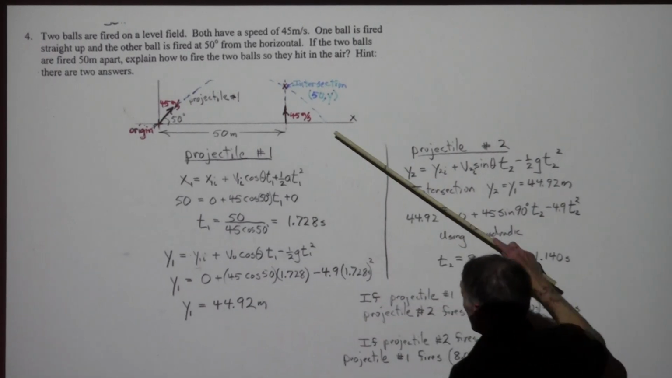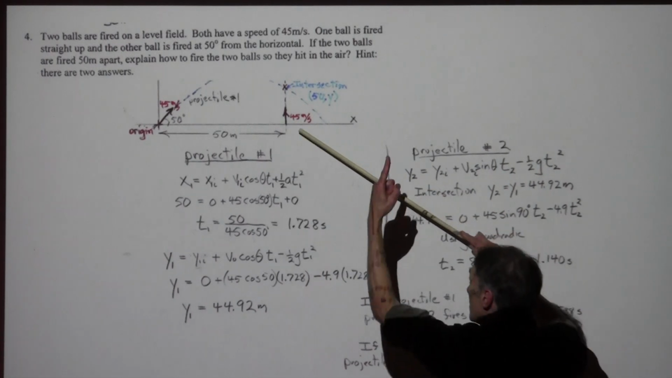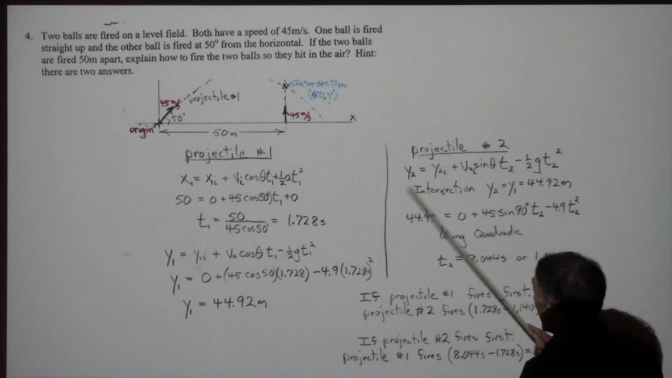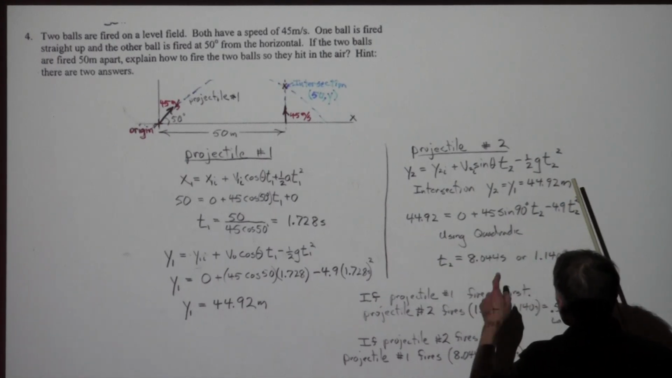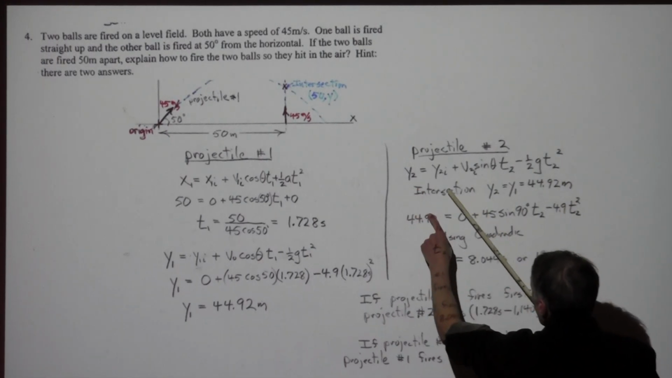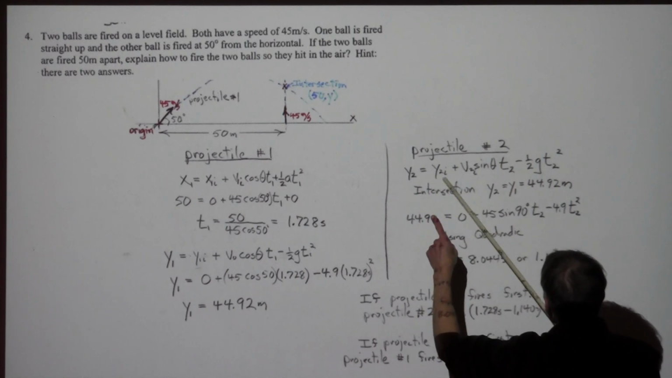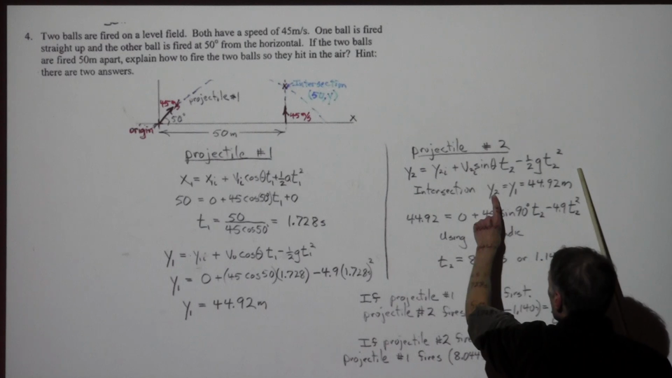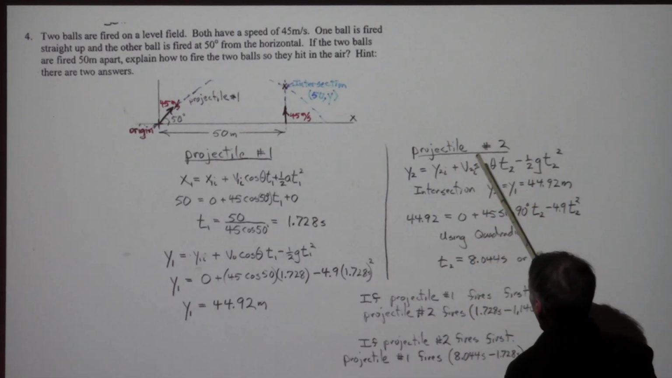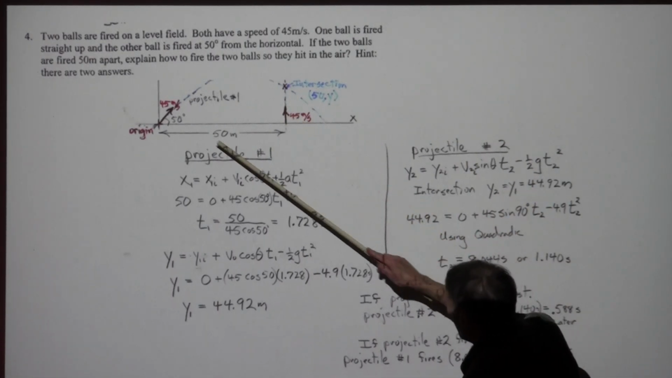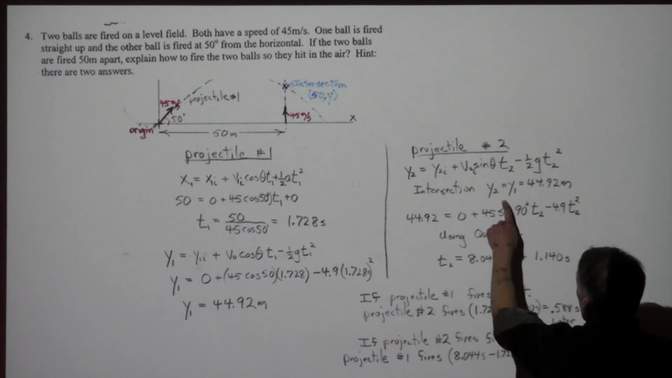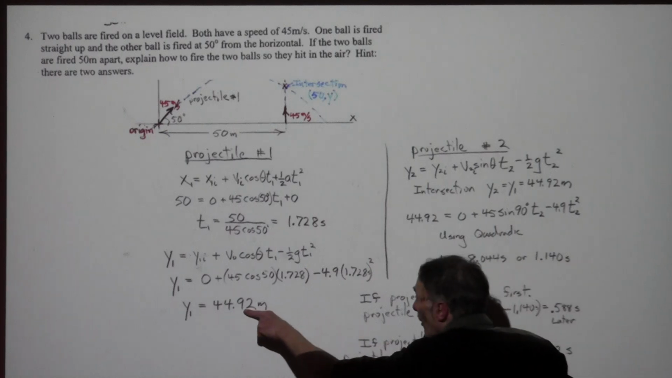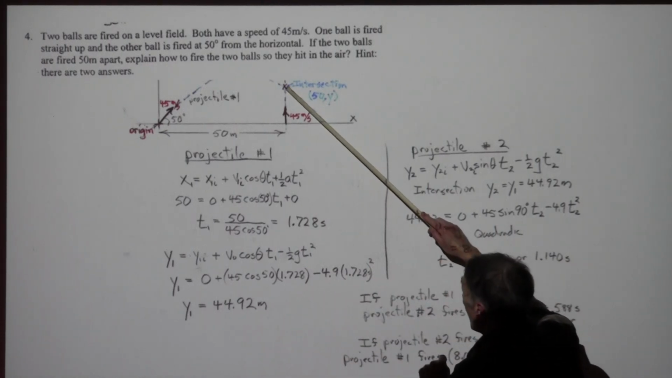Now projectile 2, this one is a little simpler. All it's doing is going straight up. I don't even need to worry about the x term. The x term is going to be at 50 meters along with that. Then I want to do the y motion. So I do that, and I want to set the intersection of y2. That's y2 is this projectile, y1 is that projectile. I want them to be at the same place. That 44.92 is where they cross.